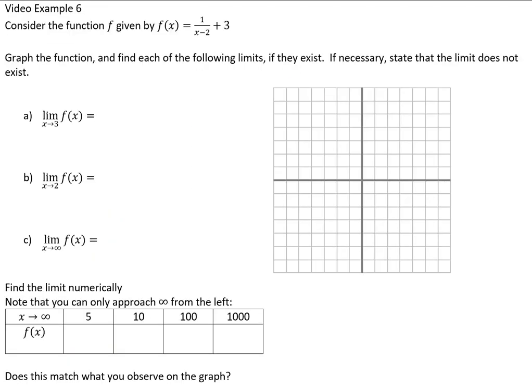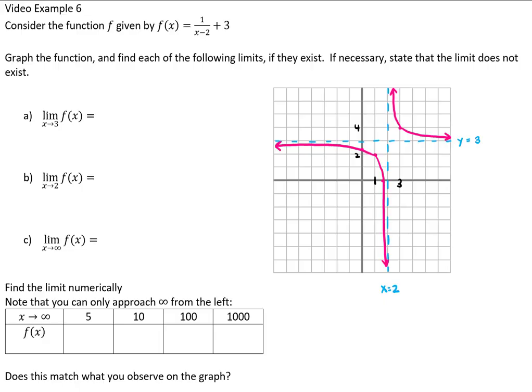For video example 6, they ask us to consider the function f of x is equal to 1 over x minus 2 plus 3. And they ask us to graph the function. So I went ahead and used desmos.com to help me figure out what the graph should look like. And I found that it has two asymptotes, one vertical and one horizontal. And our equations for our asymptotes should be equations for lines. So x equals 2 and y equals 3. And then we put our values of our graph in. So there's the graph of it, and I've labeled some important values on the x and the y axis.